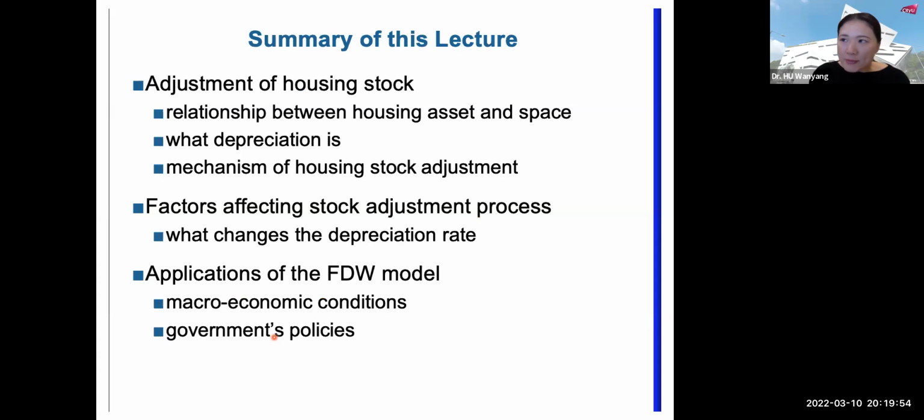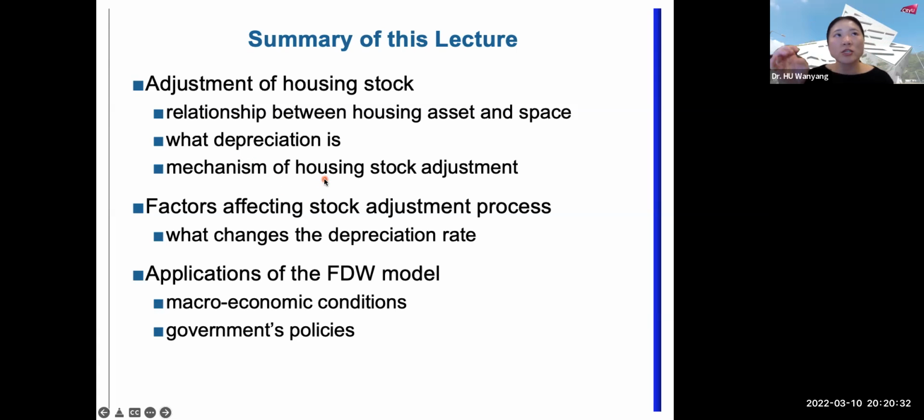Okay. So a summary of the lecture. We actually start from the description of fixed investment and residential investment, because that helps you understand how we use those mathematical formulas to determine how macroeconomic changes will affect the investment decision. And in the last part of the lecture, we look at the adjustment of the housing stock. For example, the relationship between housing assets and space, what is depreciation, and the mechanisms of the housing stock adjustment.